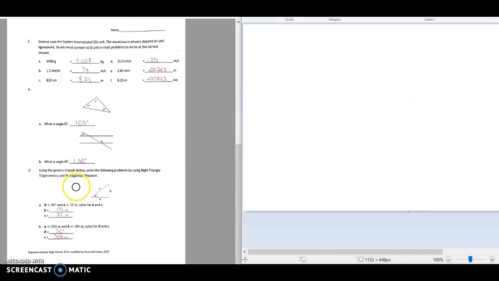Alright, so for number 5 here, we want to solve for B and C. So the angle we have for part A is that this is 45, side A is 15, and we have C over here and B. So let's solve for B first. Alright, so you've got to remember your trigonometry.